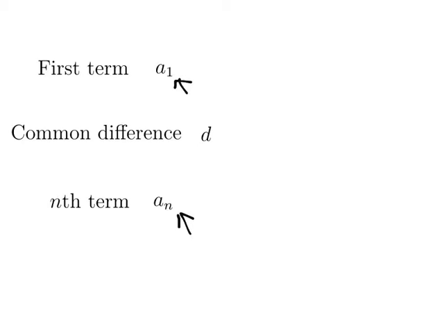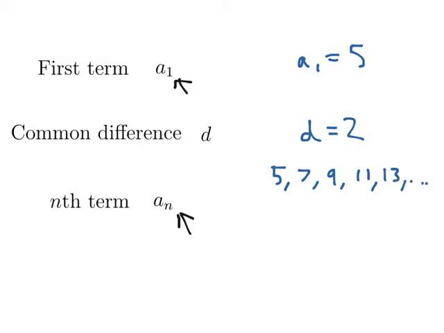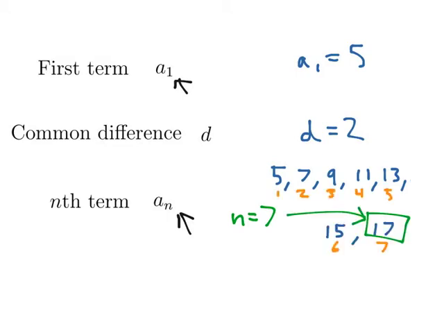One of the neat things about this is if I give you these three parts, you can find what I'm looking for. So let's say I tell you a1 is 5, and I tell you d is 2, then you know the entire sequence looks like 5, 7, 9, 11, 13, and so on. But if I wanted you to find specifically the case where n was 7, you could just go out and write the entire thing until you get to the 7th term. So in this case, the nth term is 17.